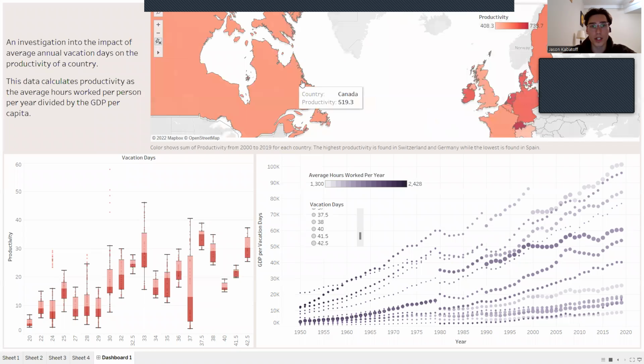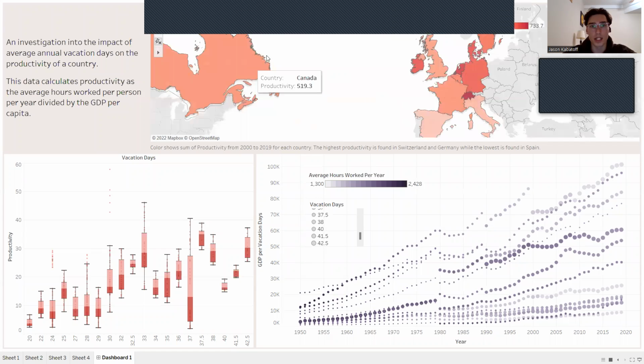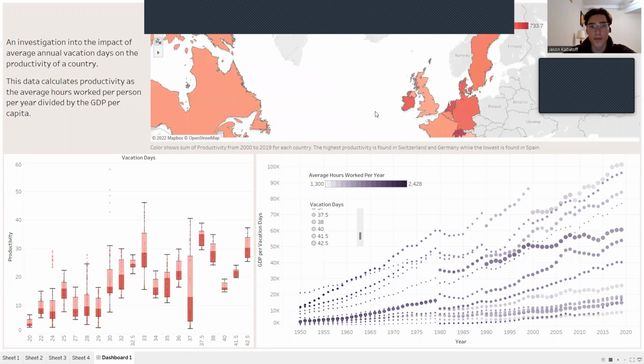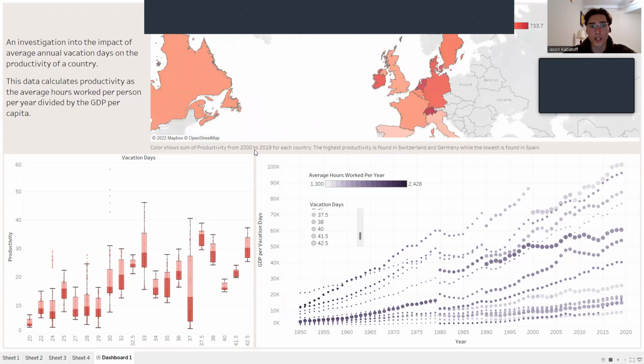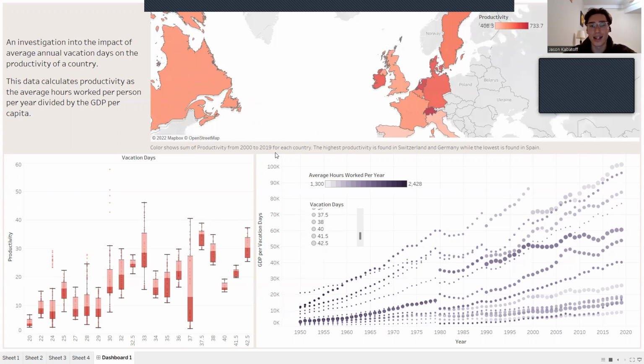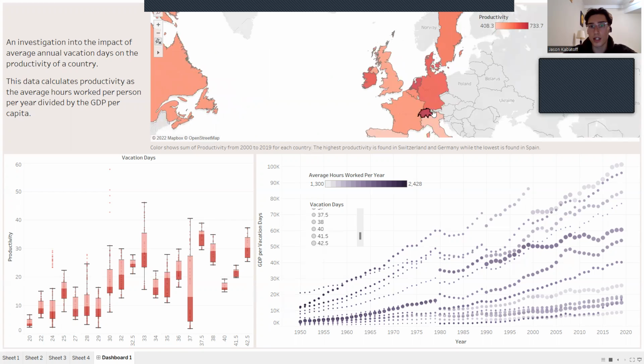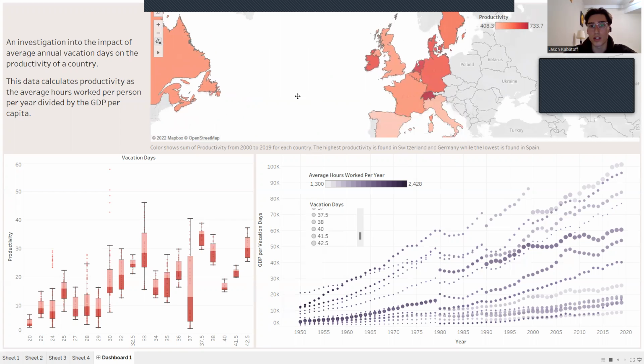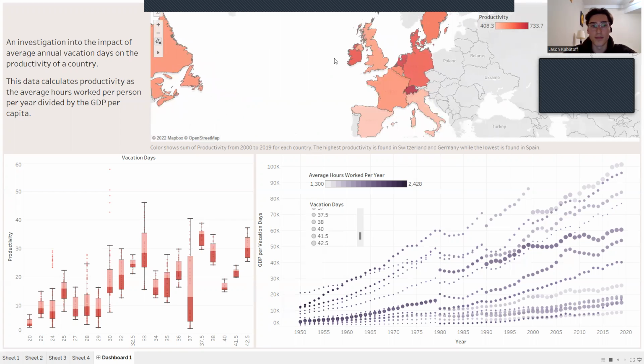And so the first interactive plot that I have here is basically each country that we looked at with our data. For the years 2000 to 2019, it sums the productivity values. Darker colors indicate a greater sum of productivity, whereas lighter colors indicate a lower productivity value. We see the greatest productivity in countries such as Switzerland, Germany, the Netherlands, and the lowest values in countries such as Spain and Italy.